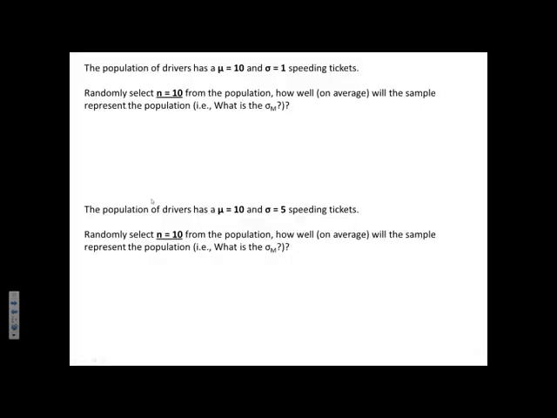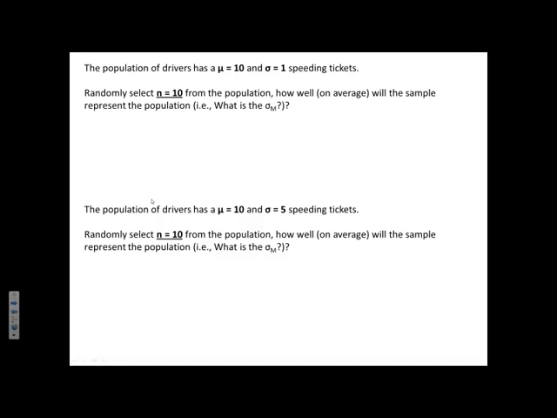All right. So let's say that we have a population of drivers and they have a mean number of speeding tickets of 10 and a standard deviation of 1. So this is a very low variability population. Most people have between 9 and 11 speeding tickets in this case.